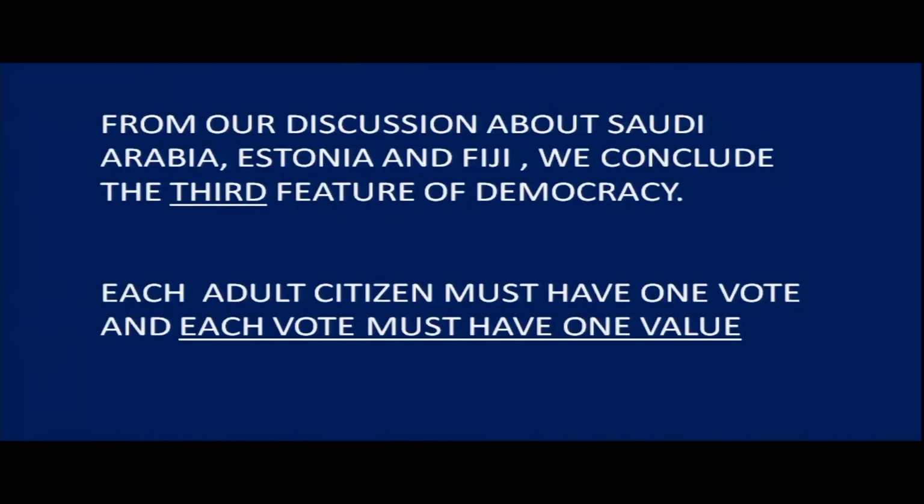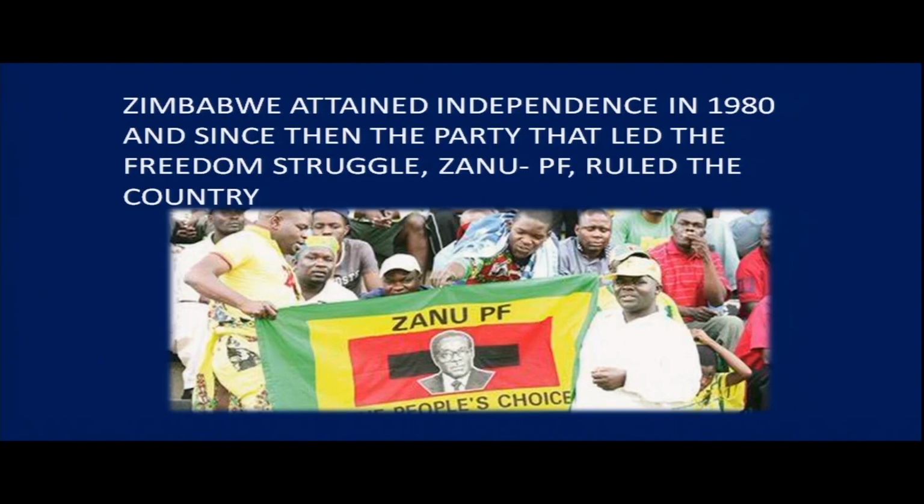From our discussion about Saudi Arabia, Estonia and Fiji, we conclude the third feature of democracy. That is, each adult citizen must have one vote and each vote must have one value. Coming to this, we have completed discussing the third feature of democracy. Now we move on to Zimbabwe, a country in Africa.